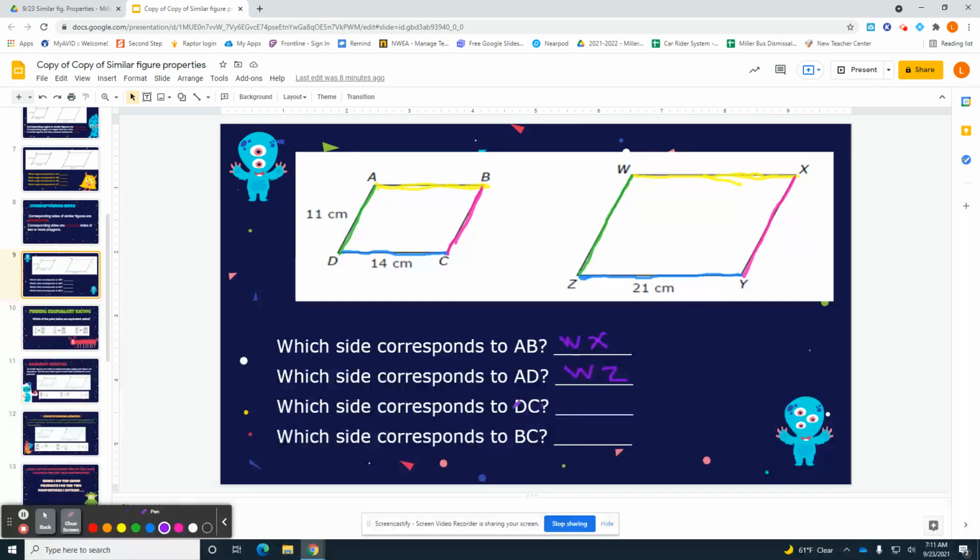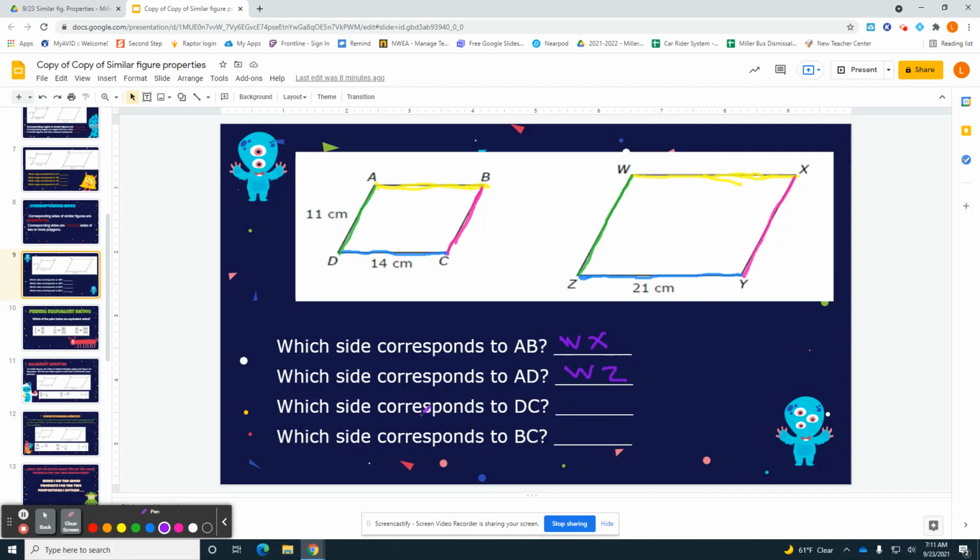So now you complete these. Pause the video, complete these two, and then come back to see if you got them right. So you're going to complete which side corresponds with DC and which side corresponds with BC. So pause it for a little bit and then come back.